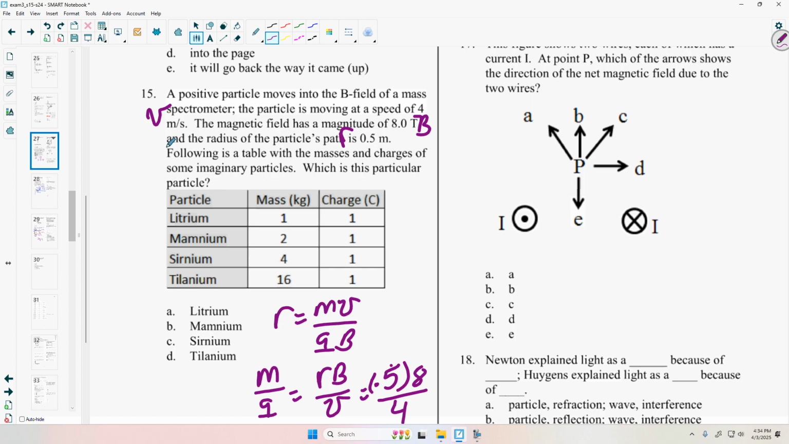The only one that has a mass to charge ratio of 1 is that yttrium. Not a real thing, I just made it up. But it's 1 to 1. This will be 2 to 1, 4 to 1, and 16 to 1. Okay? But in your case, you get a ratio of just 1. Okay?